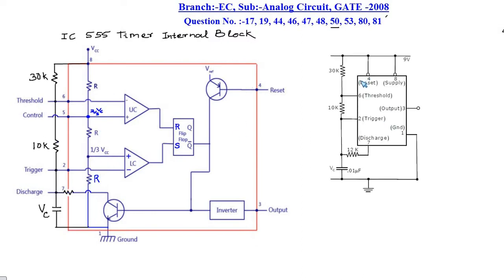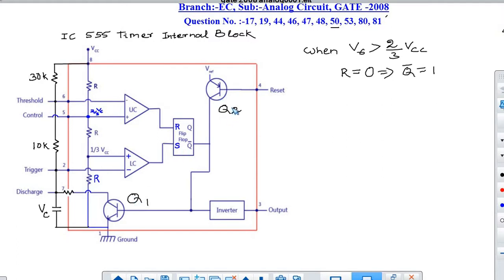Now, according to our problem, the IC 555 timer is configured in astable mode. So, there is a 30 kilo resistor connected between pin 8 and pin 6, and there is a 10 kilo resistor connected between pin 6 and pin 2, and there is a capacitor connected at pin 7. We will analyze this. Suppose this is Q1 transistor and this is Q2 transistor.